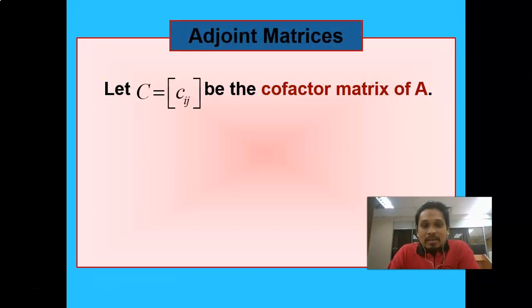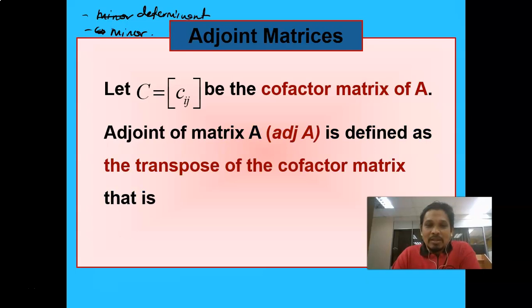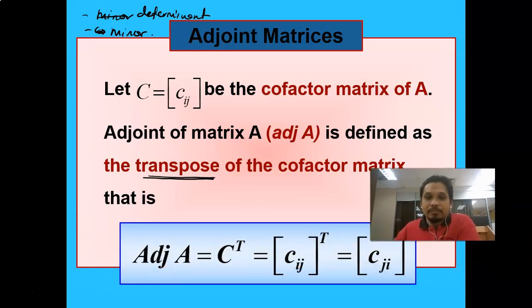In the previous lecture, part 2, we learned how to find the minor and the determinant. Now we look into the cofactor matrices of A. The adjoint of matrix A is defined as the transpose of the cofactor matrices that is given here. This is all stated in your lecture notes, so I'm not going to discuss much on this.